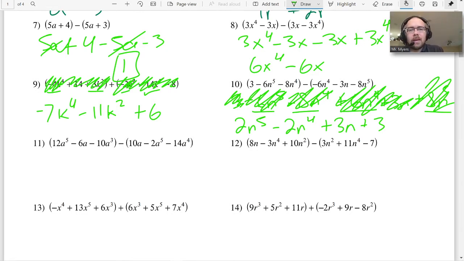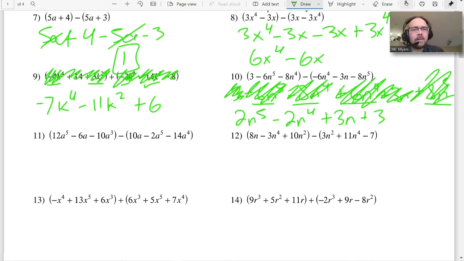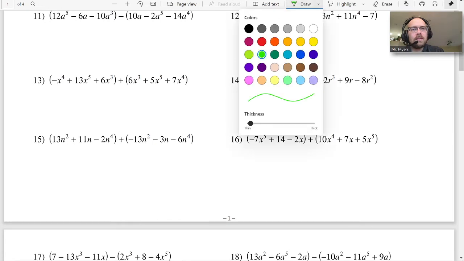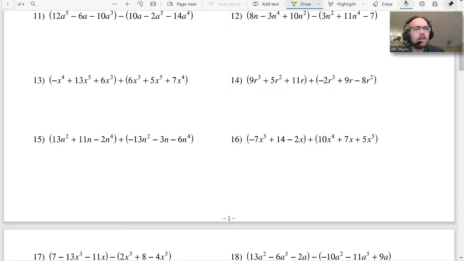So there we go. Okay, you know what? Because I did 2 lines that time, I'm going to move this down a little bit, and I might do the next 3 all in the same color here. But that shade of green is basically the same thing, so I'm going to switch to yellow now. Okay, going in a little bit faster as we go here. 12a^5 minus 6a minus 10a cubed minus 10a plus 2a^5 plus 14a^4.